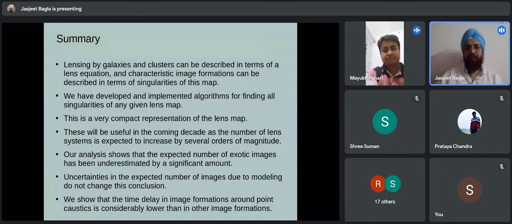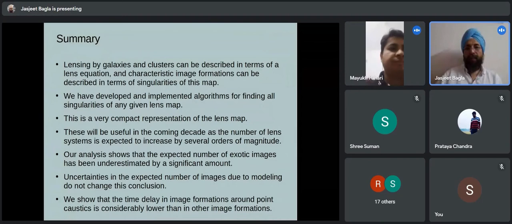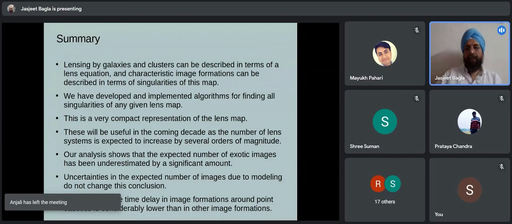This will be useful in the coming decade as the number of lens systems is expected to increase by several orders of magnitude. Our analysis shows that the expected number of exotic images has been underestimated by a significant amount, and uncertainties in the expected number of images due to modeling do not change this conclusion. And we have shown that the time delay in image formations around point caustics is considerably lower than in other image formations. Now, where does JWST figure in all of this?